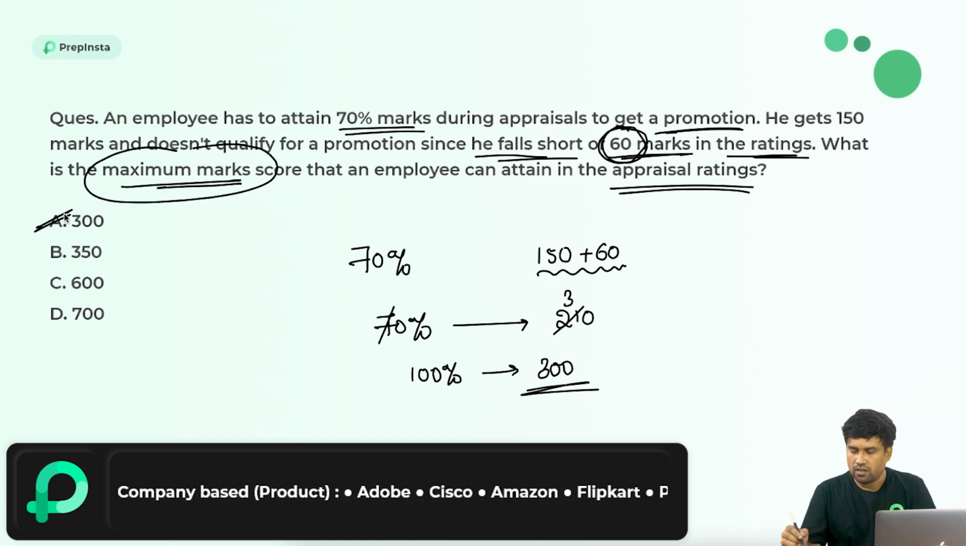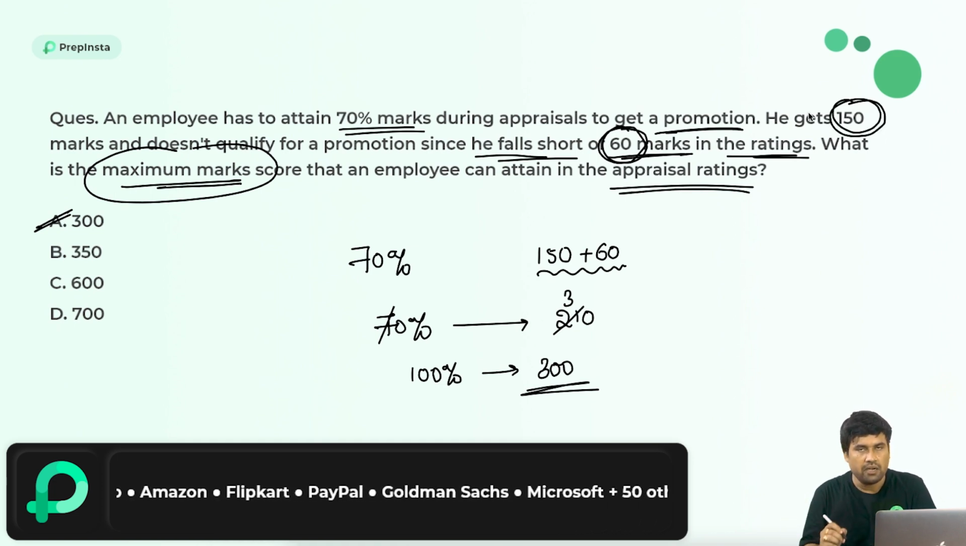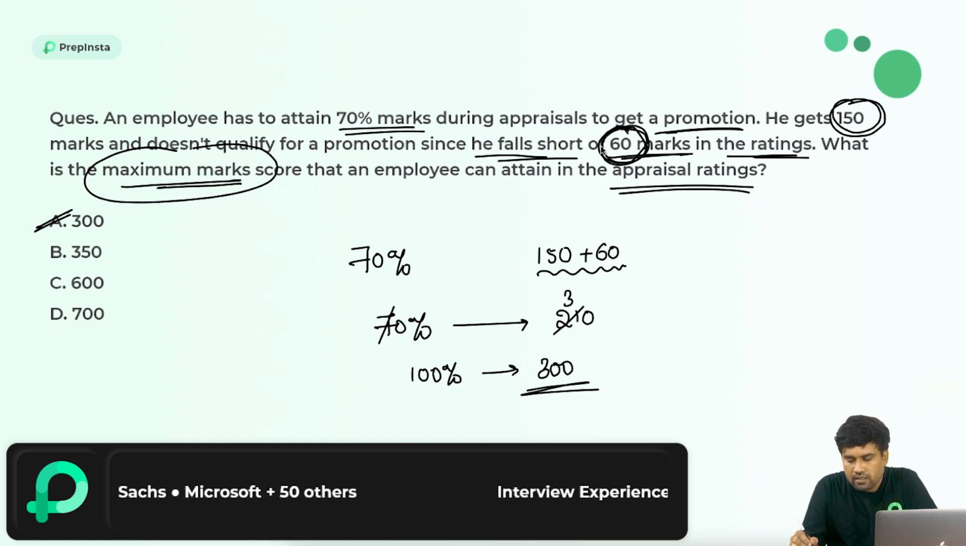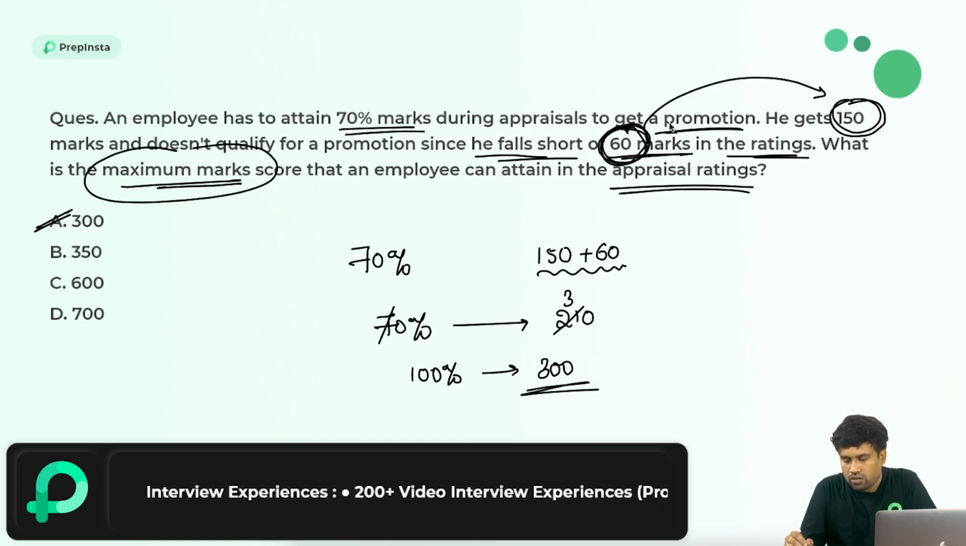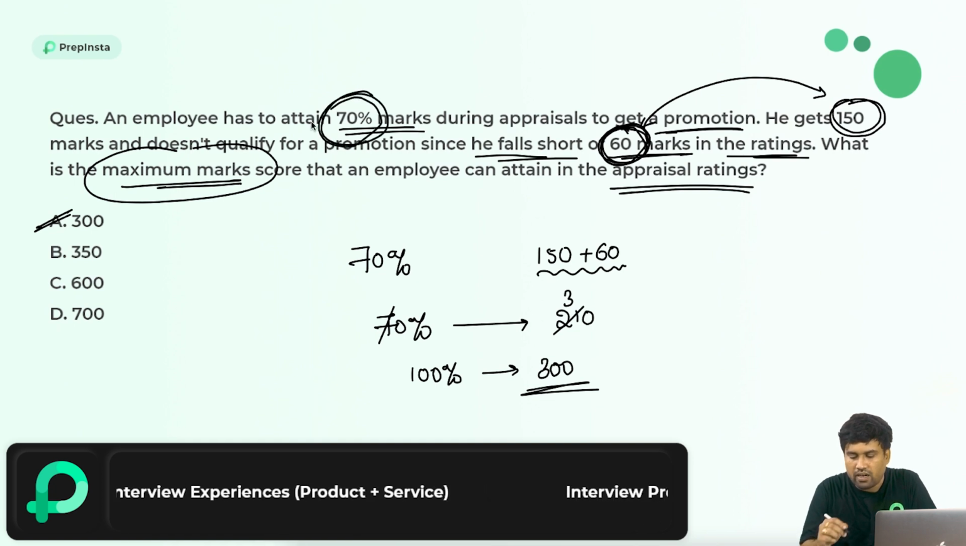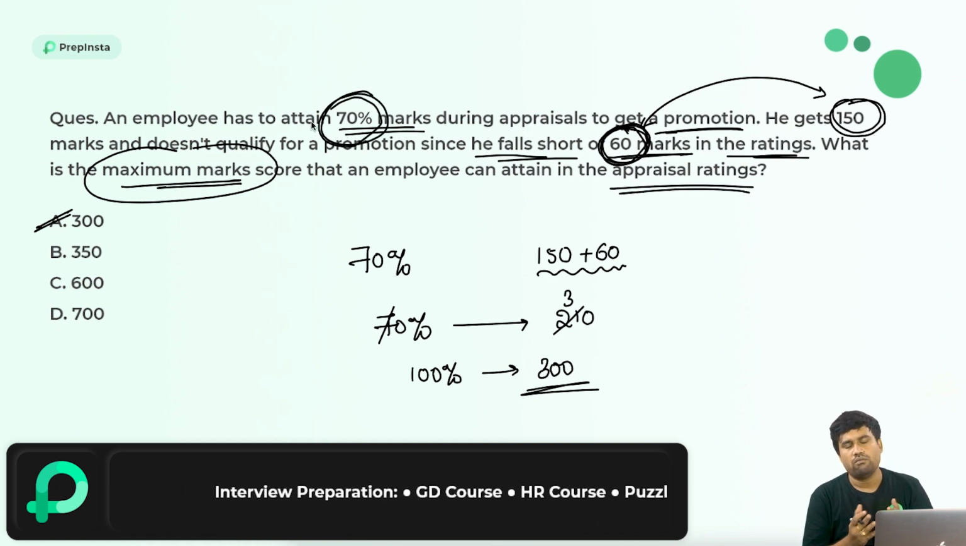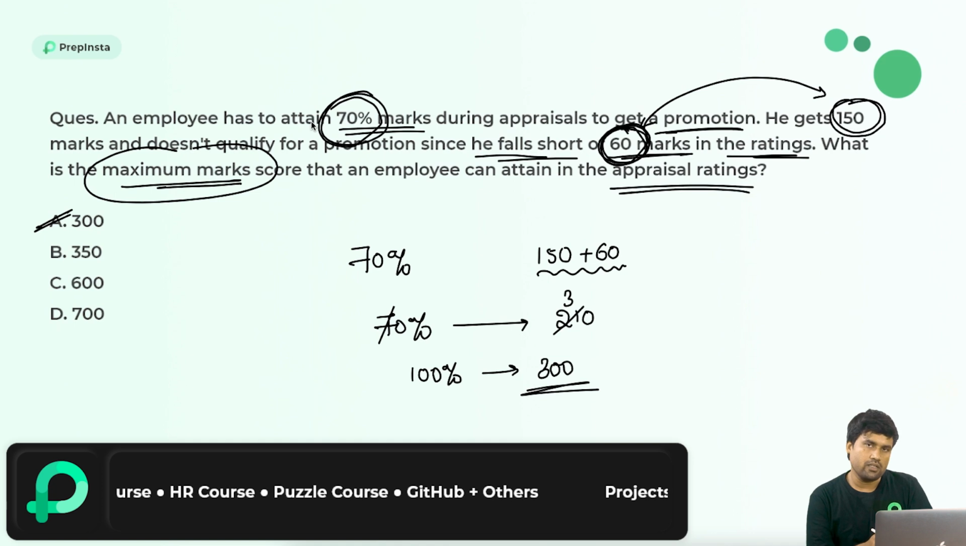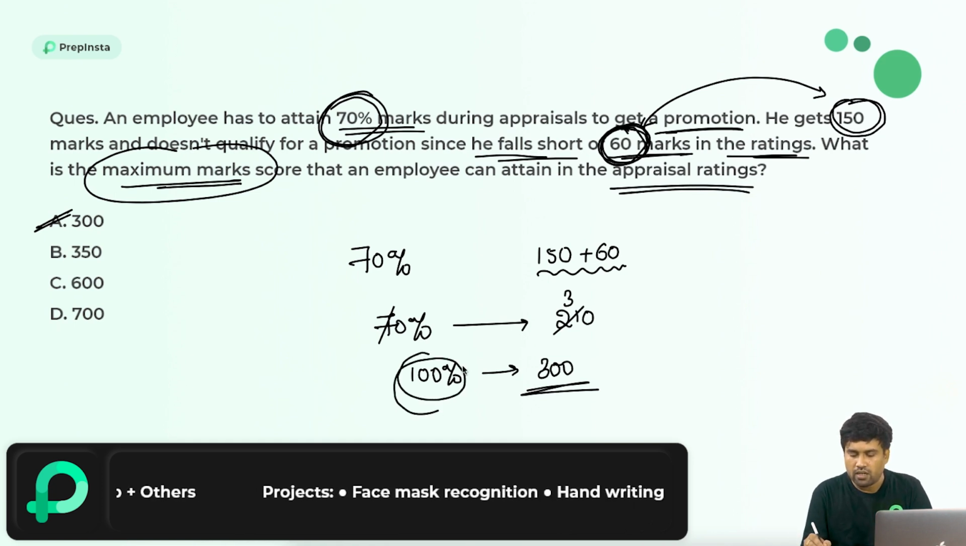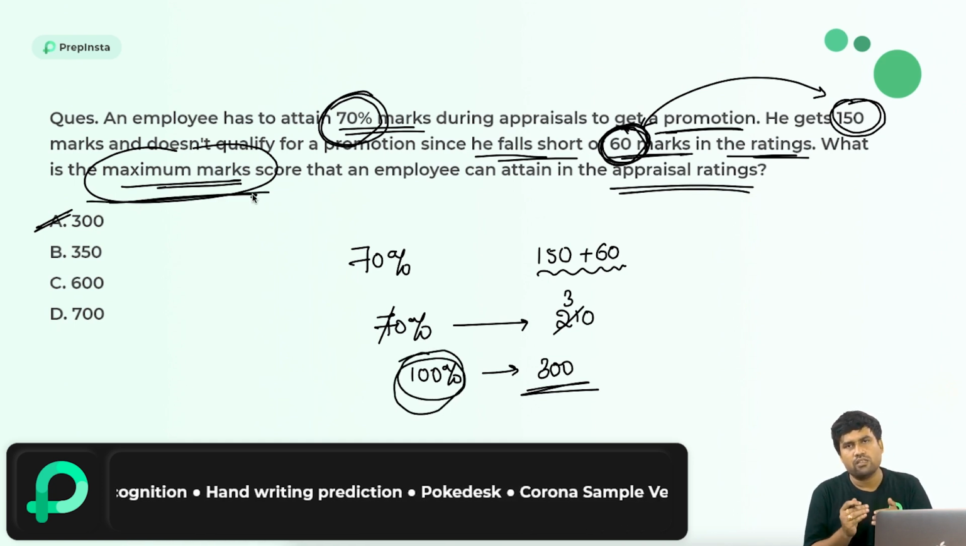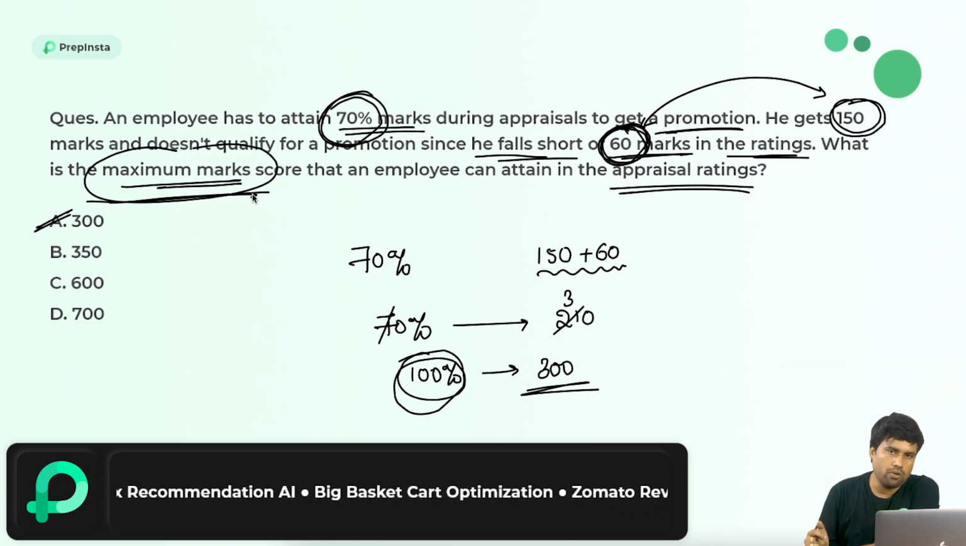Whenever they have given the secured marks or obtained marks and failed by some marks, you have to add them both and compare with the required percentage. And if you find 100%, it will be the maximum marks. This is a simple 3-step procedure. You have to go for this type of model problems.